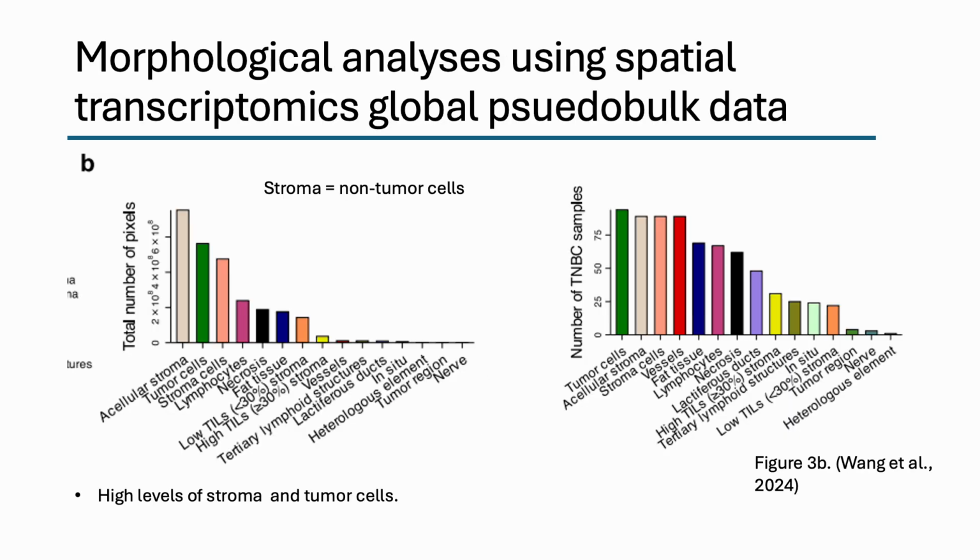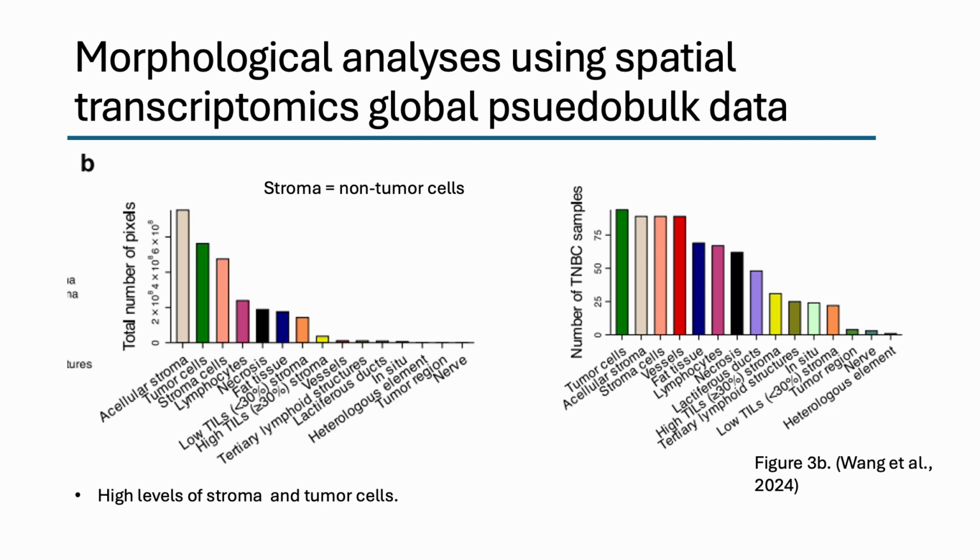Next, the authors did morphological analyses using spatial transcriptomics global pseudobulk data. And pseudobulk data is basically an approximation of the types of gene expression profiles. When somebody has a tumor, it's not just going to be a tumor. There's going to be other types of cells in there, such as blood vessels, fats, some areas might be necrotic, there are nerves, the list goes on, but the researchers wanted to understand the molecular features of a tumor and how those features control its classification.